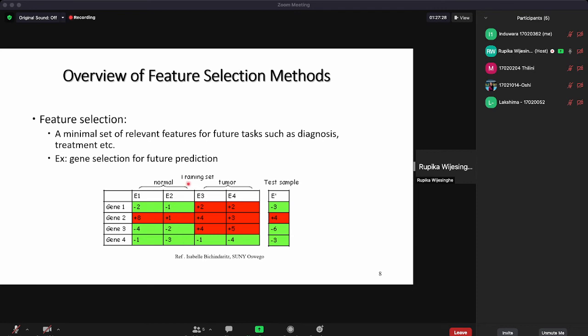For example, in a training set, gene 1, 2, 3, 4. Here you can see in experiment 1, this is how genes 1 to 4 behave. In experiment 2, this is how they behave. Experiment 3, this is how they behave. And experiment 4, how they behave. So when a test sample is given, right? We have to decide which condition it belongs to.